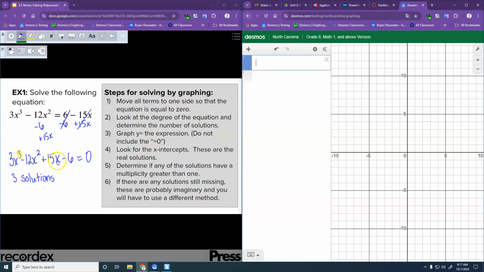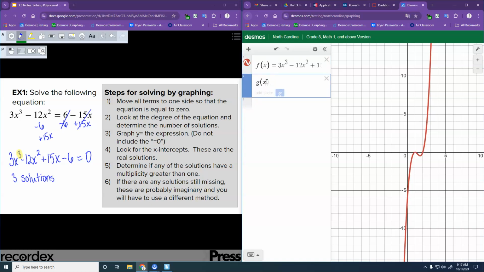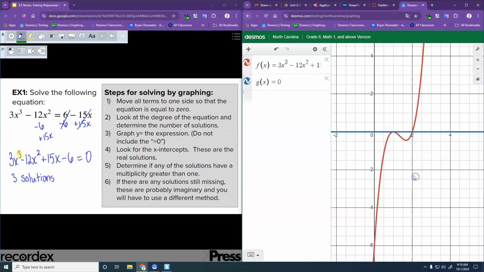If you want to think about doing this the way we've done the other problems so far, you could do f of x equals 3x to the third minus 12x to the second plus 15x minus 6. And if we wanted to, we could do g of x equals 0. We could do left side, right side. But this is just going to be 0, which is just your x-axis, right? So what's better about doing it this way is it's easier to see the graph most of the time. And it's going to tell us whether or not we have a double 0.